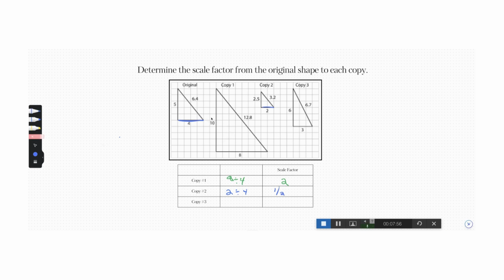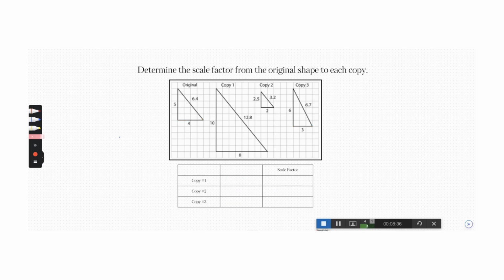And then finally for the third one, all right, I'm going to correspond the 3 with the 4. All right. And when I do 3 divided by 4, okay, that can be written as 3/4. So the scale factor for the first copy was 2. The scale factor for the second copy was 1/2. And the scale factor for the third copy was 3/4.